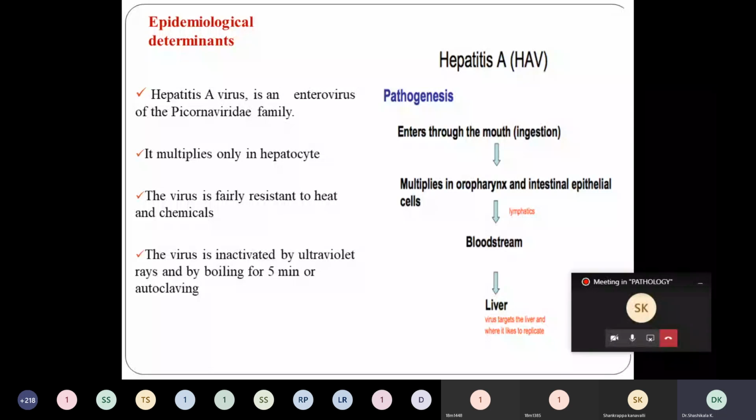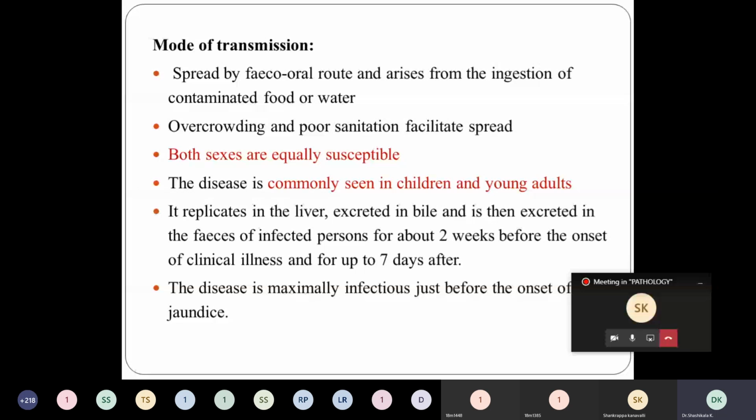The epidemiological determinants: it's an enterovirus of the picornaviridae family. It multiplies only in the hepatocyte. The virus is very resistant to heat and chemicals. It is inactivated by ultraviolet rays, by boiling for 5 minutes, or by autoclaving. When you're looking at the pathology, it enters through the mouth, that is ingestion. It multiplies in the oropharynx and the intestinal epithelial cells. Then it spreads through the lymphatics to the bloodstream, enters the liver, and further replication occurs and the disease progresses. The mode of transmission is the fecal-oral route, arising from the ingestion of contaminated food or water. Overcrowding and poor sanitation facilitate the spread.